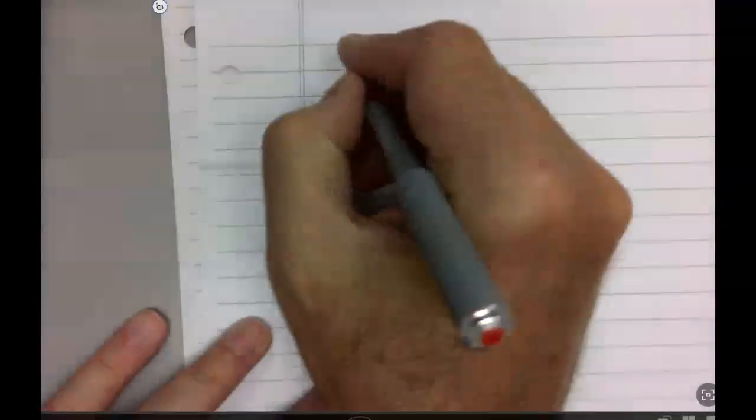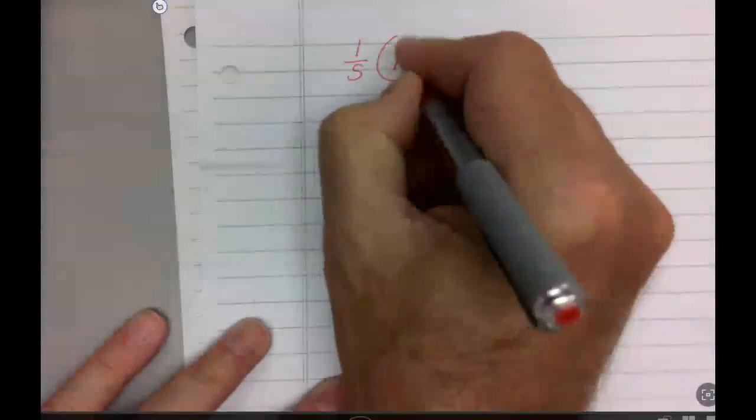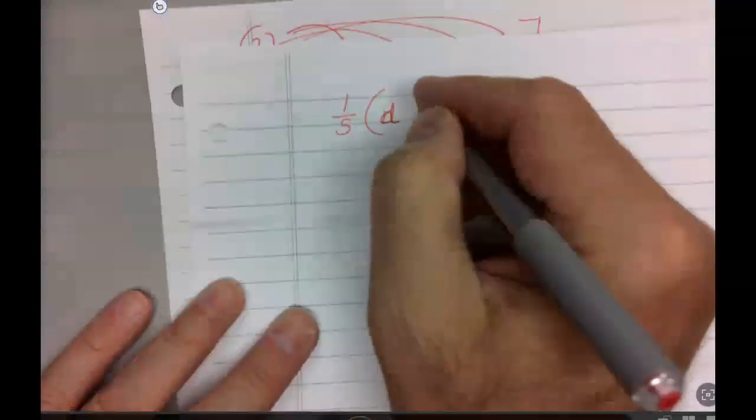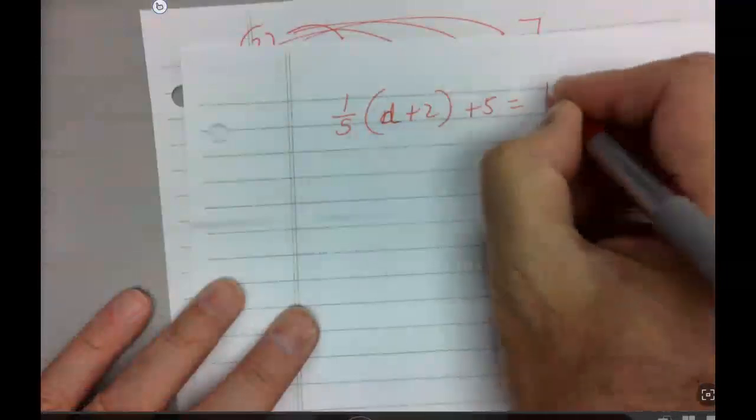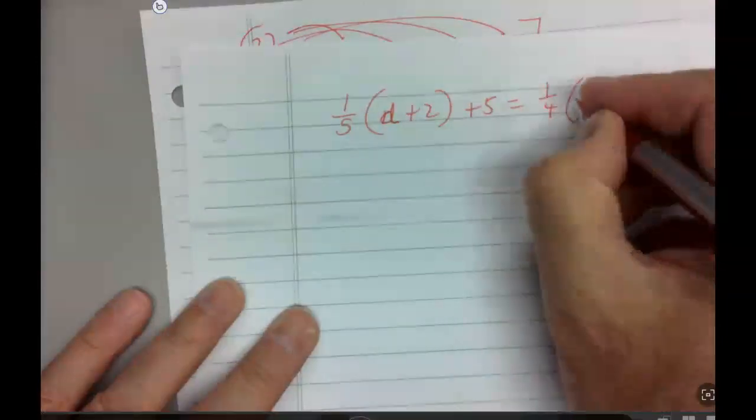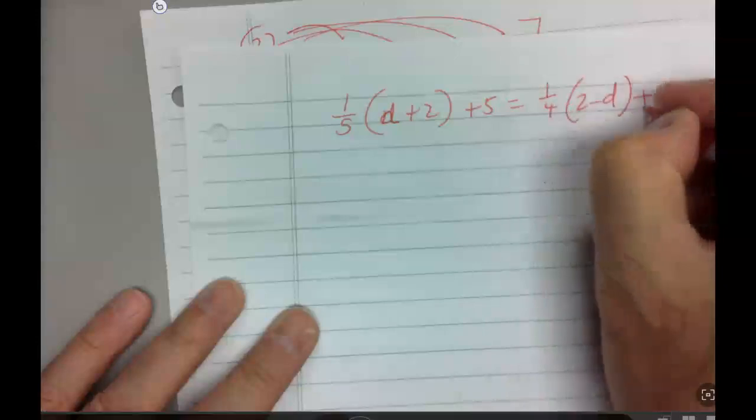Okay, this time, my answer key, I was looking for that. I don't know where that went to. Okay, so this one here, we have 1/5 times d plus 2 plus 5 equals 1/4 times 2 minus d plus 2. Okay?